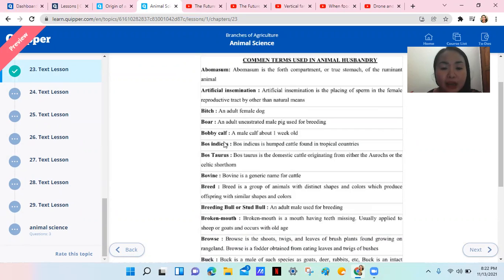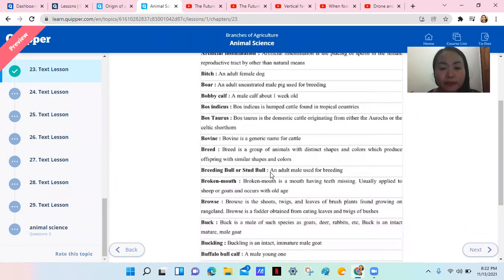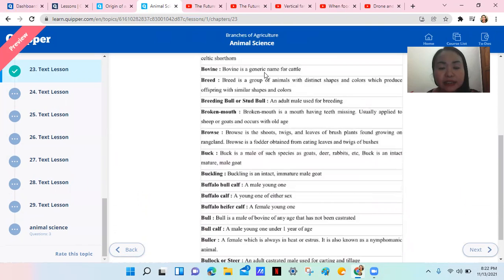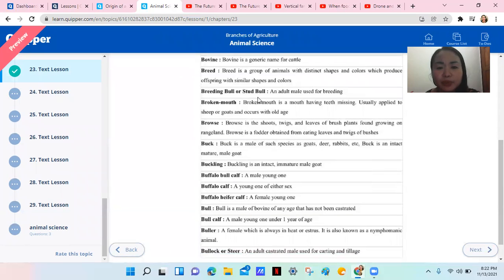We also have baby calf, a male calf about 1 week old. Bos indicus is the scientific name of the humped cattle found in tropical countries. Bos taurus is the domestic cattle originating from either the aurochs or the Celtic shorthorn. We also have bovine, a generic name for cattle. Breed is a group of animals with distinct shapes and colors which produce offspring with similar shapes and colors. And we have breeding bull or stud bull, an adult male used for breeding.